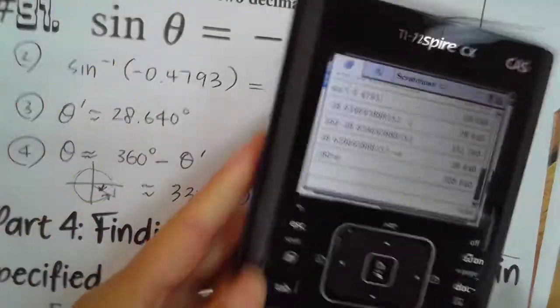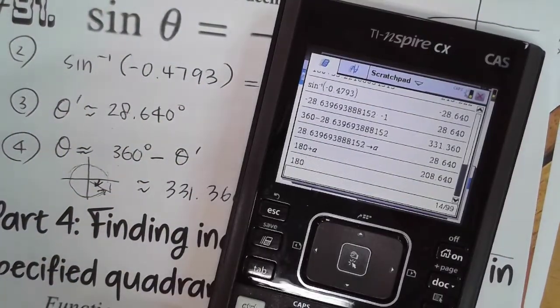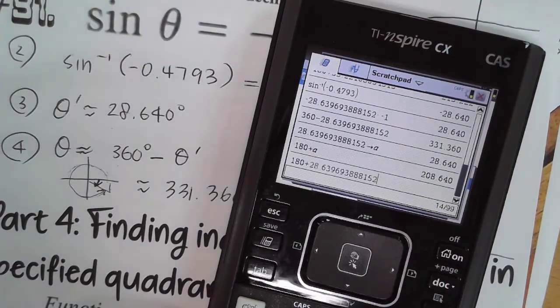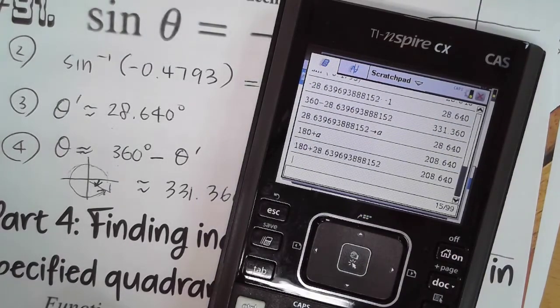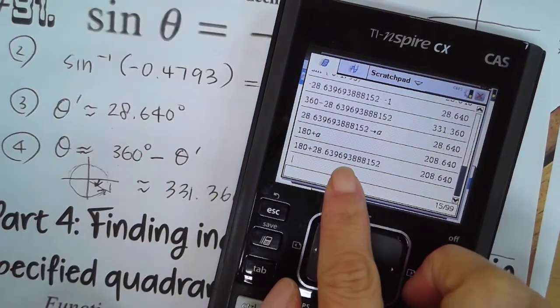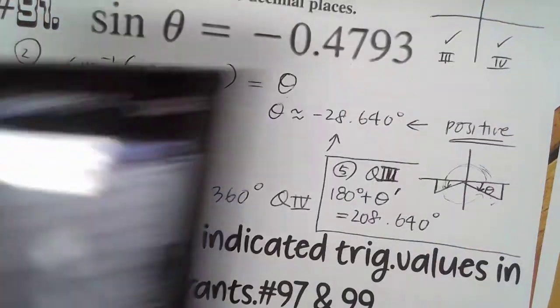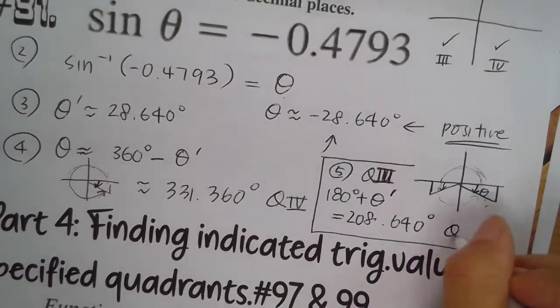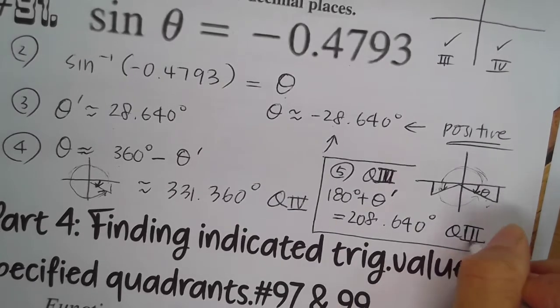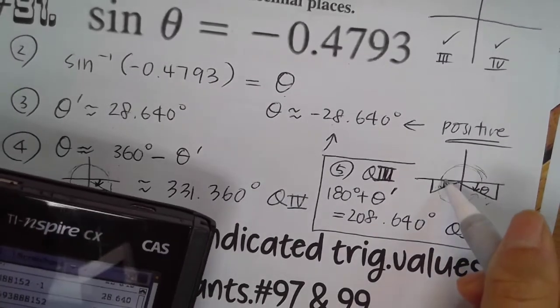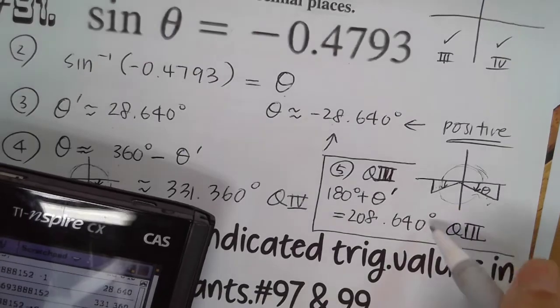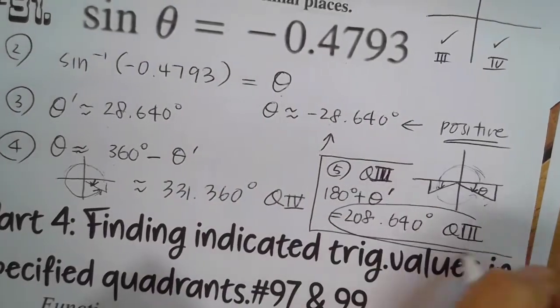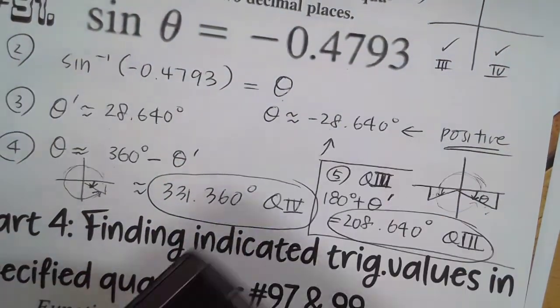208.648 degrees. Let's check that again. 180 degrees plus, if I scroll back up, what do I get? 208.648. So I can call it by A, or I can call it by scrolling back up. Yay. And do these angles make sense in quadrant 3? In quadrant 3, angles are between 180 and 270, so this makes sense. So here are your two solutions.